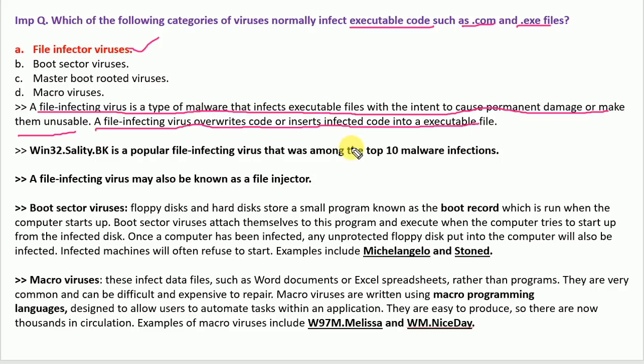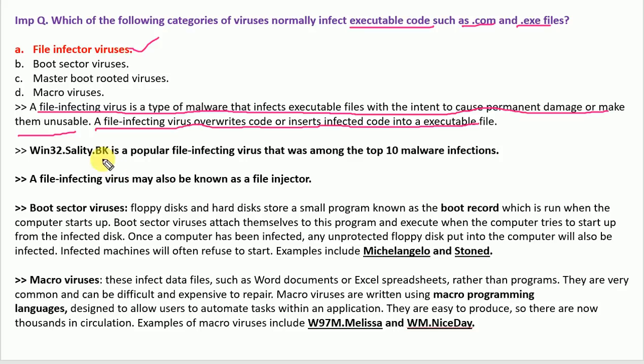It will damage your executable code. It will make it unusable. It will insert some virus into that, and that executable code will not behave like a normal function. There will be aberrant behavior in that. So those types of things file infector viruses can perform.